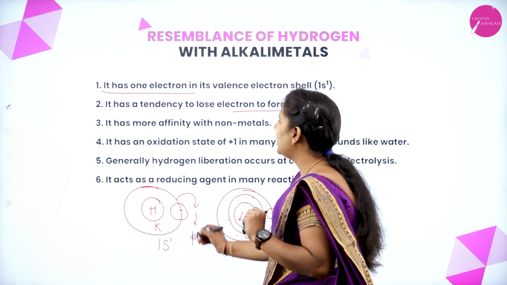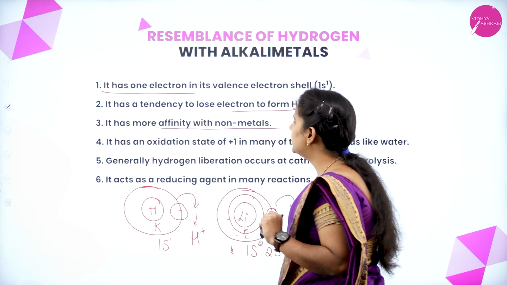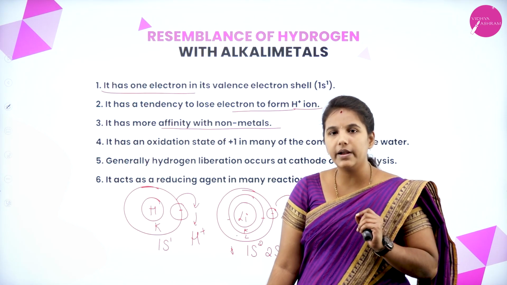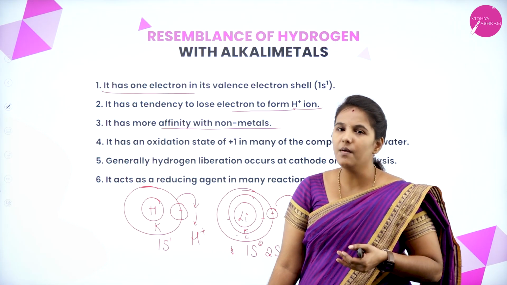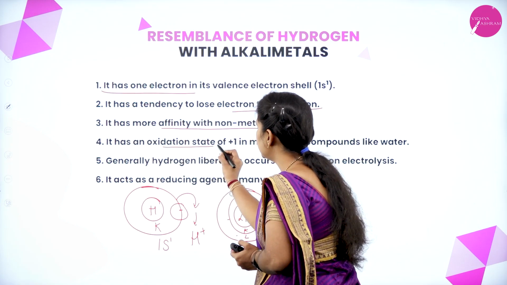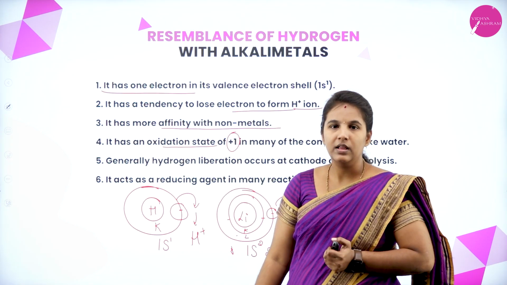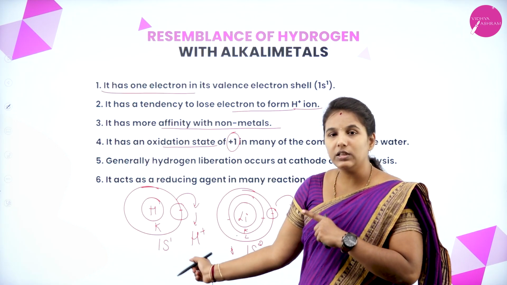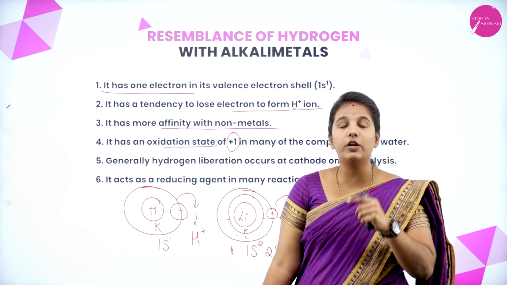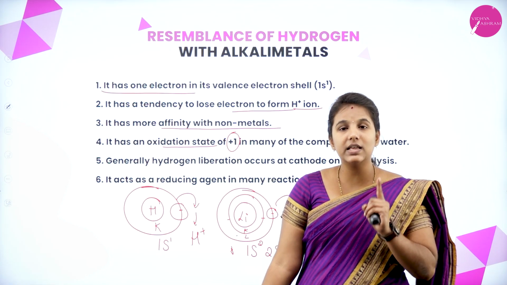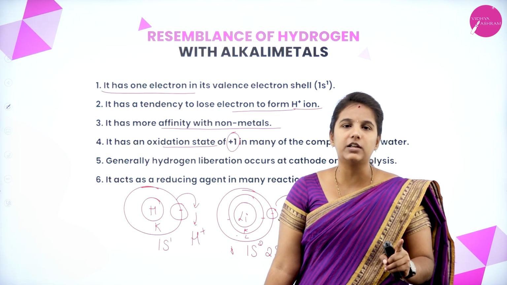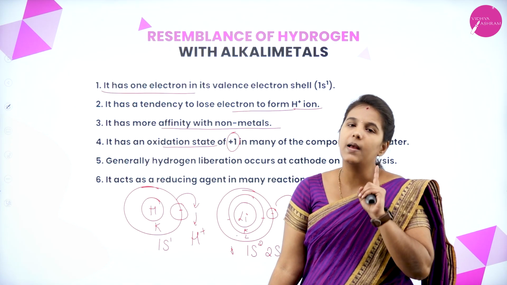And it has more affinity with the non-metals. So it has an affinity towards non-metals, hence it resembles the alkali metals, and it has an oxidation state of +1. I have already explained that both alkali metals and hydrogen have only 1 electron in the outermost shell. Since it has only 1 valence electron, it has the capacity to lose that electron, hence their oxidation state will be +1.